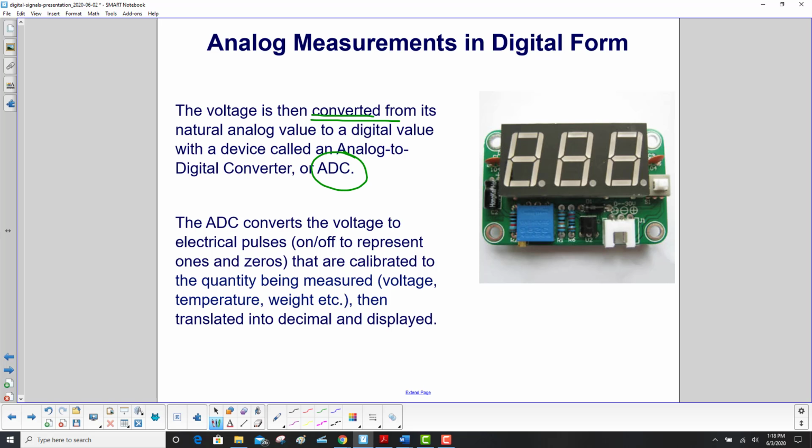The ADC will convert the voltage to electrical pulses, on and off. On represents ones and off represents zeros that are calibrated to the quantity being measured, whether it's voltage, temperature, weight. It is translated into decimal form, which is what we normally read, right? Numbers like 1, 2, 5, and then displayed.